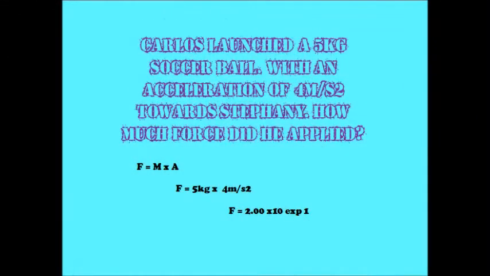An example for the second law of motion: Carlos kicked a 5 kilogram soccer ball with an acceleration of 4 meters per second squared towards Stephanie. How much force did he apply? So you need to use the formula F equals mass times acceleration. You will multiply 5 kilograms times 4 meters per second squared. The answer will be 2.00 times 10 exponent 1 newtons.